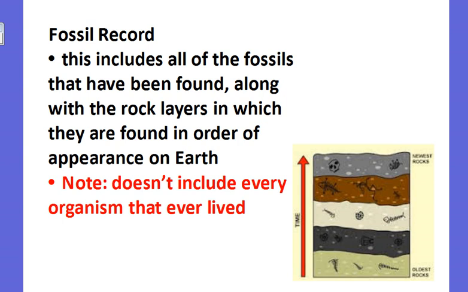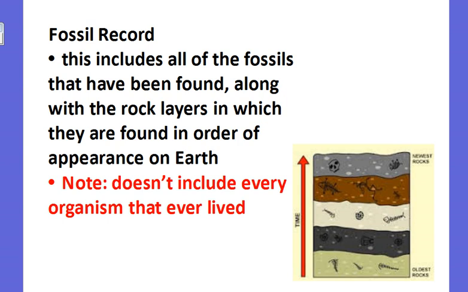The fossil record, it's not a document, but it's just the whole collection that includes all of the fossils that have been found, along with the rock layers in which they're found and in the order of appearance when they appeared on Earth. And it's not collected all in one place either. It's just that all the information has been collected and put together, so scientists and people in general can understand what fossils have been found and in what rock layers they were found.